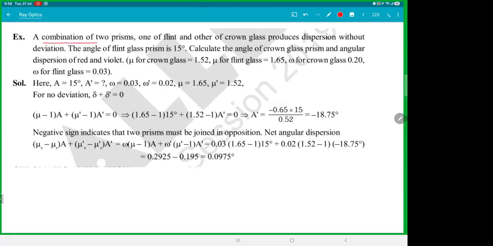So a combination of two prisms, one flint and the other crown glass. They produce dispersion without a deviation. That is case 1. The angle of the flint glass is 15. Calculate the angle of the crown glass prism and the angular dispersion of the red and the violet.